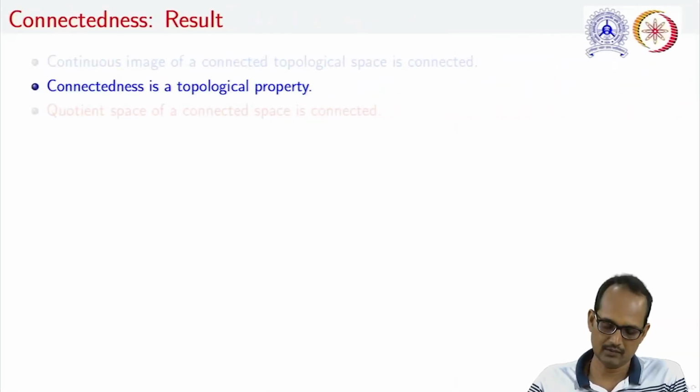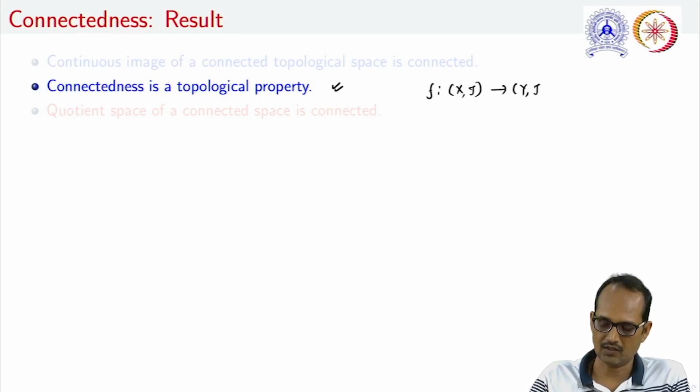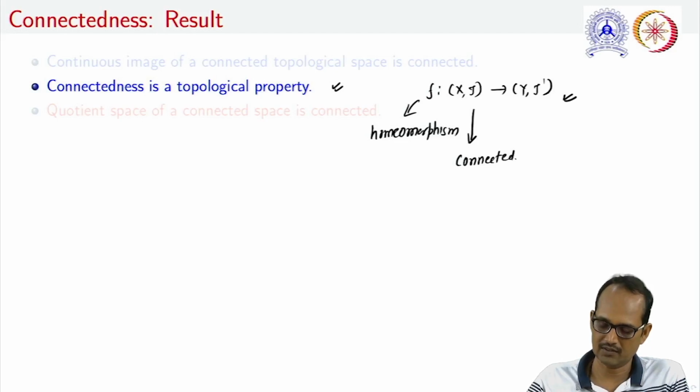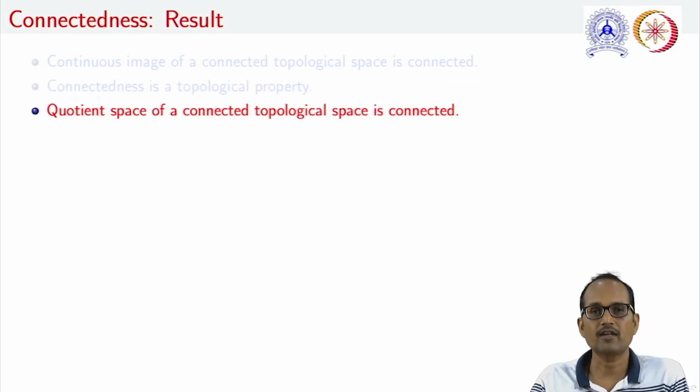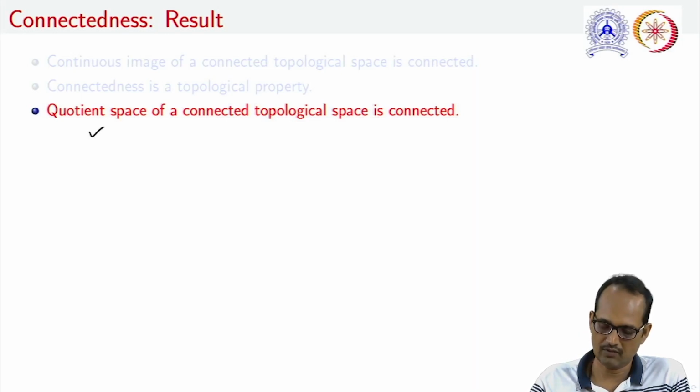So using it, we can conclude that connectedness is a topological property. That is, if we are taking a homeomorphism from a topological space (X, τ) to (Y, τ'), and we are taking this space as a connected topological space, and from the previous result this is clear that this is also connected.